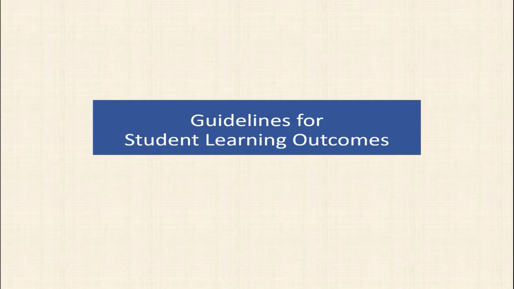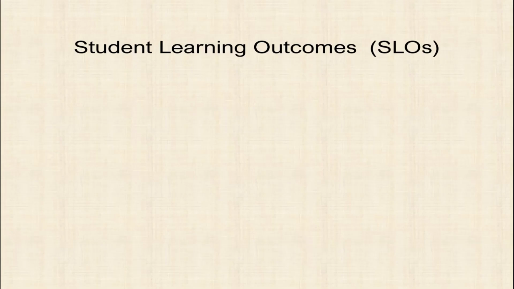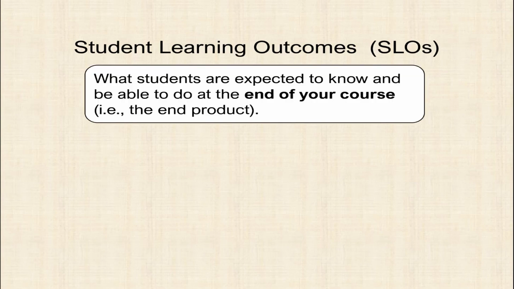So let's jump right into guidelines for student learning outcomes first, because we need to get the outcomes first. And we often call student learning outcomes SLOs, with a capital S, capital L, capital O. And it's typically considered to be what students are expected to know and be able to do at the end of your course. In other words, the end product.